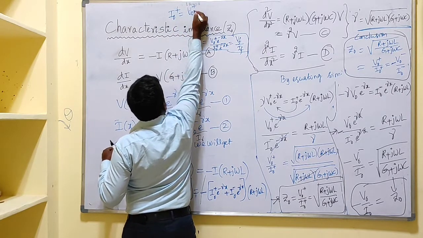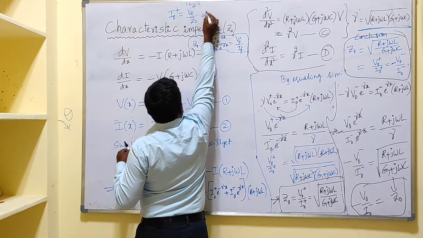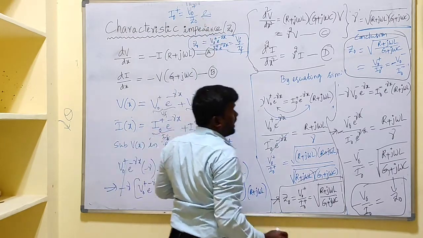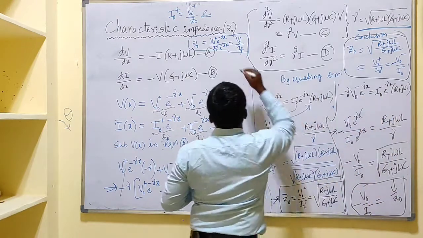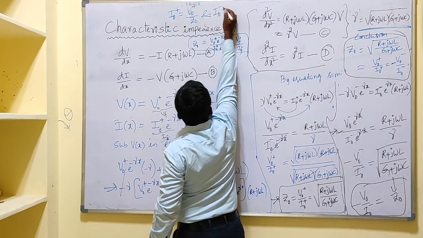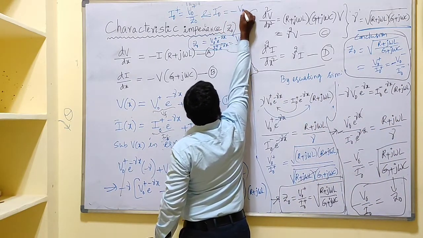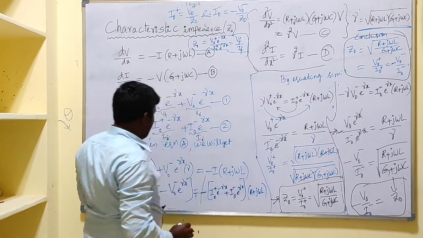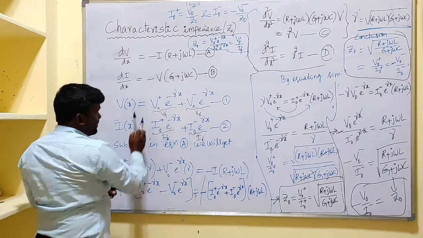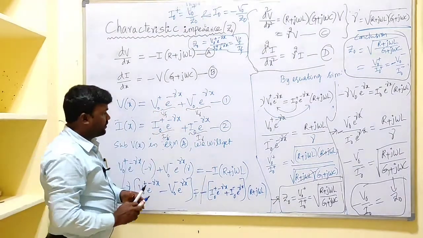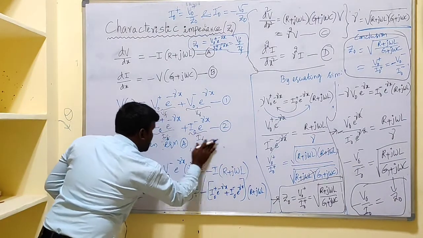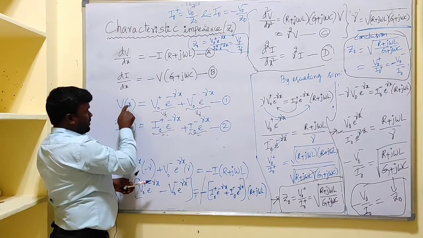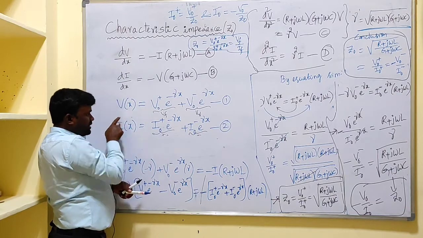I naught plus is nothing but V naught plus by Z naught, and I naught minus is nothing but minus V naught minus by Z naught. So that's why we can write this equation 2 in terms of these constants, that is V naught plus and V naught minus. Means here we have 4 constants for the transmission line equations for the voltages and currents.